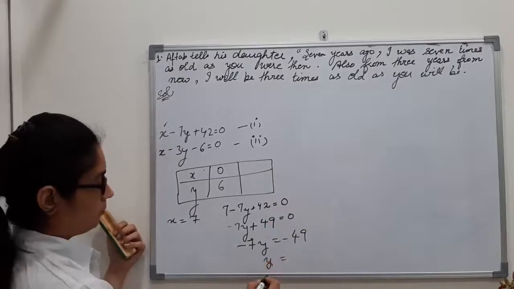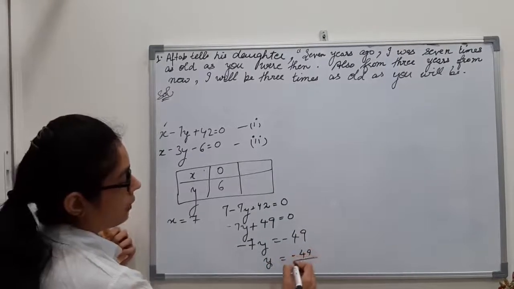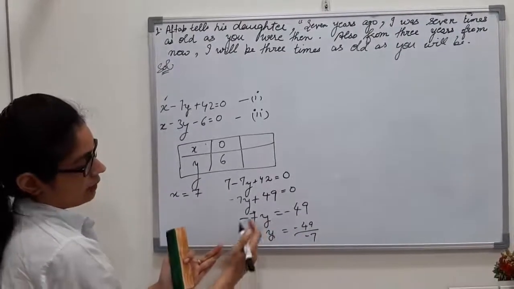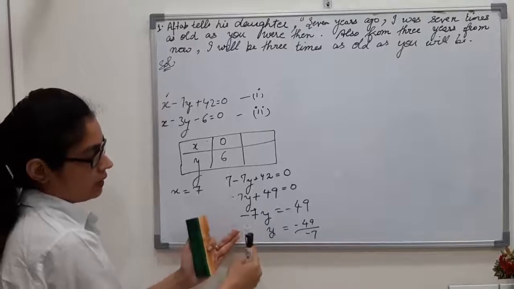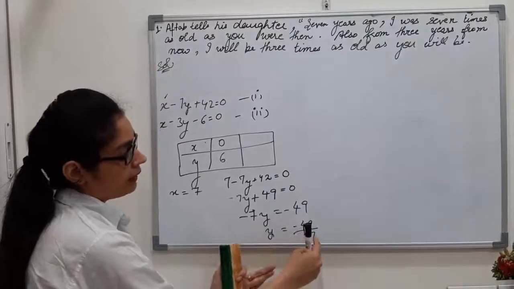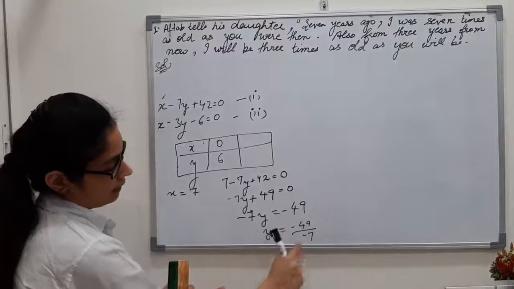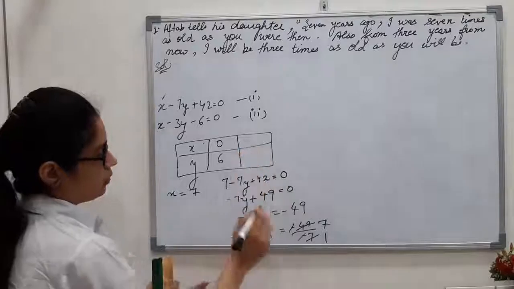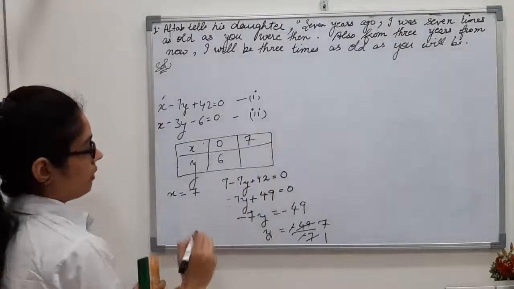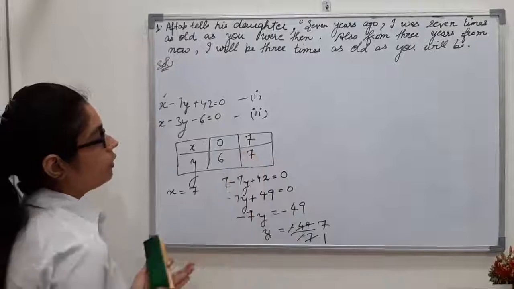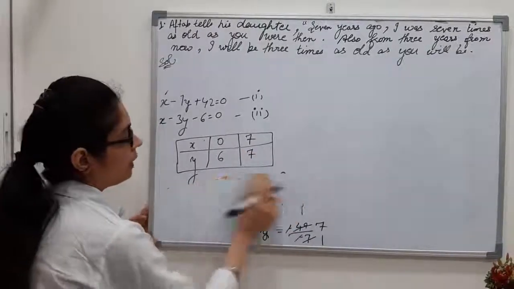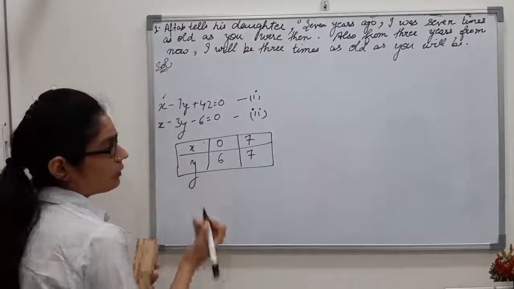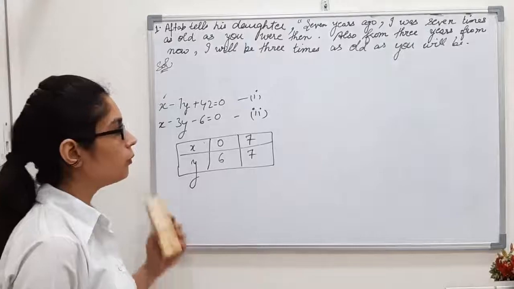So y will be minus 49 by minus 7, because minus 7 is getting multiplied with y on this side, on changing the side 7 will get divided into 49. 7 1s are 7 and 7 7s are 49. So on putting x equal to 7, I am getting y also equal to 7. Now two values we have found. You can also find 3 values if you want, but 2 values are more than enough.